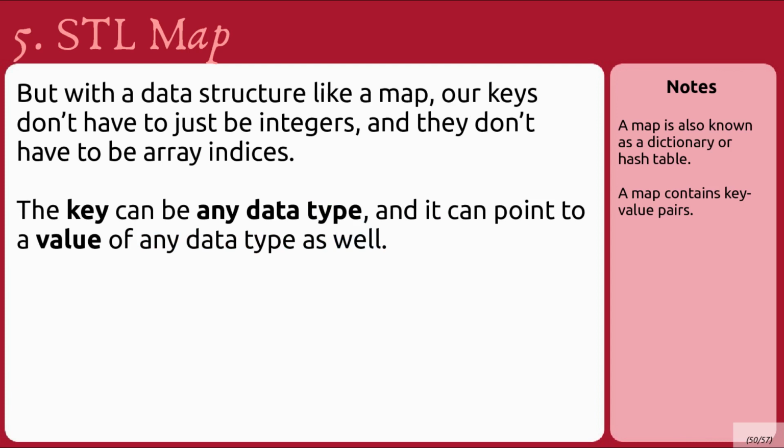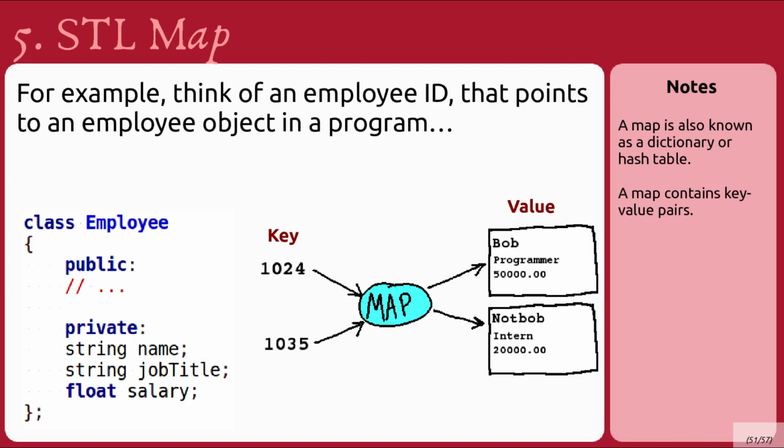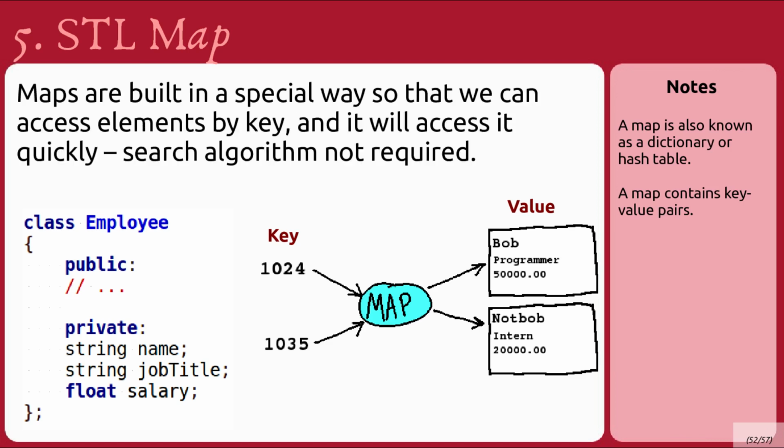But with a data structure like a map, our keys don't have to be just integers, and they don't have to be array indices. The key can be any data type, and it can point to a value of any data type as well. For example, think of an employee ID that points to an employee object in a program. Maps are built in a special way so that we can access elements by key, and it will access it quickly. A search algorithm is not required.